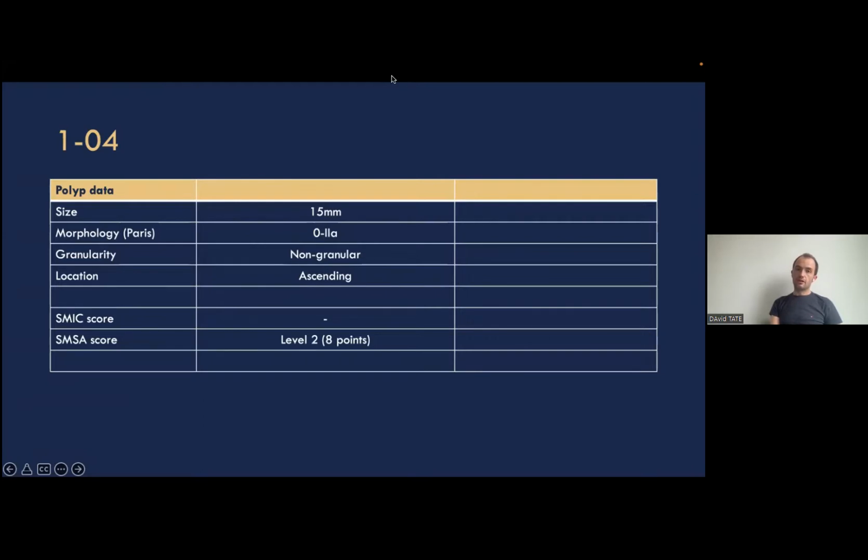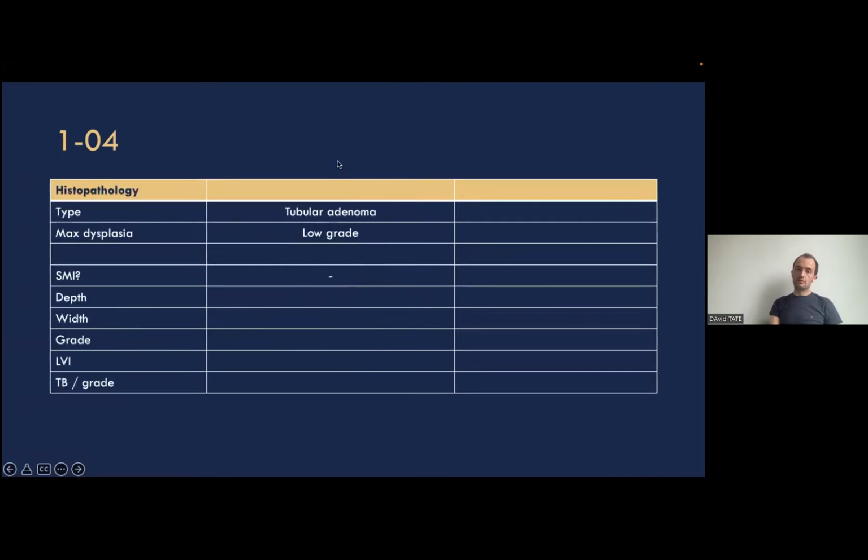And the pathology was, leaving us in suspense, a tubular adenoma with low-grade dysplasia. And so you should just remember that a tubular adenoma is often non-granular, and that is actually technically because the pits of a tubular adenoma are very short, and that is what makes the non-granular pattern.